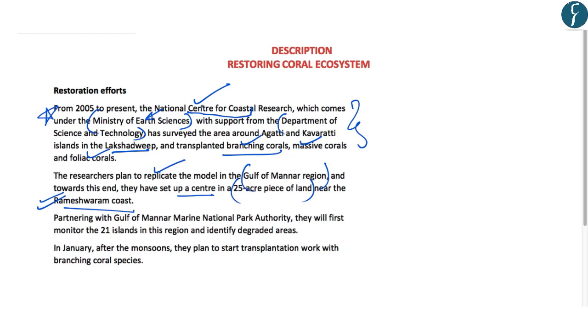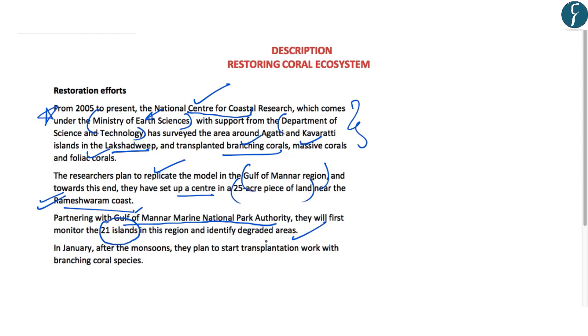Apart from this, the team of National Center for Coastal Research is partnering with Gulf of Mannar Marine National Park Authority, and they will first monitor the 21 islands located in Gulf of Mannar, and then they will later identify the degraded areas.